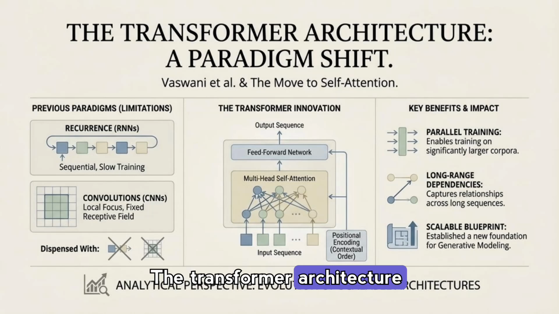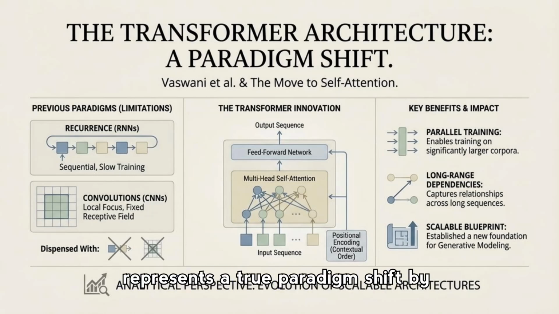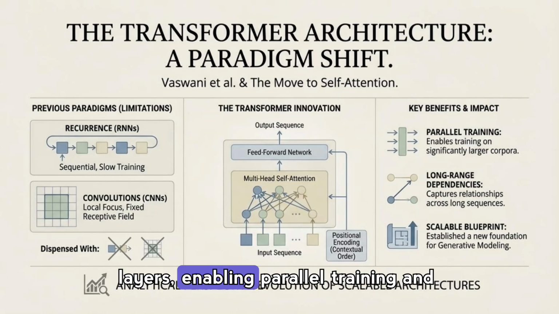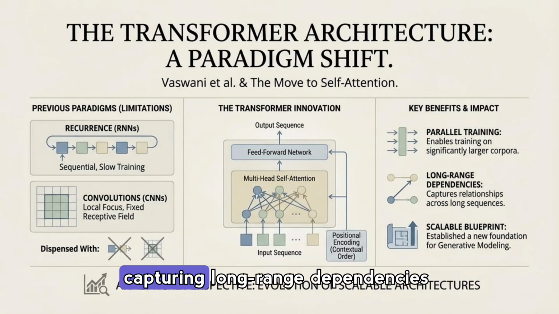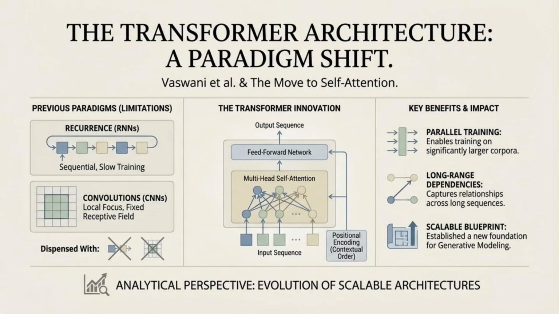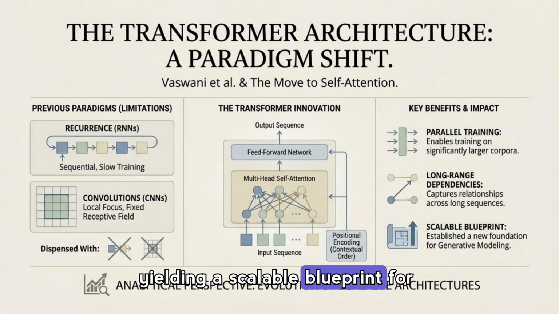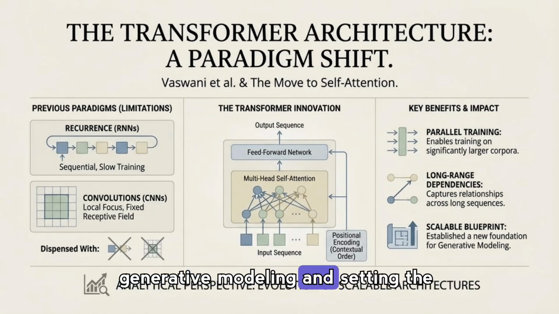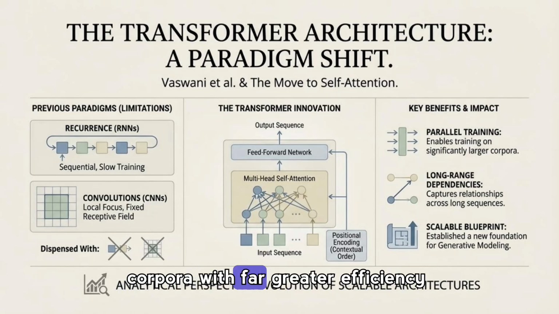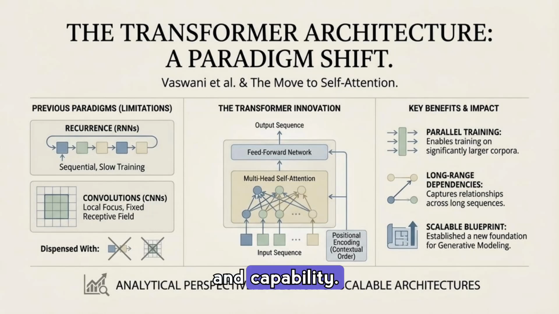The transformer architecture represents a true paradigm shift by replacing recurrence with multi-head self-attention and feed-forward layers, enabling parallel training and capturing long-range dependencies more effectively. Positional encodings preserve order, while attention links positions directly, yielding a scalable blueprint for generative modeling and setting the stage for training on much larger corpora with far greater efficiency and capability.